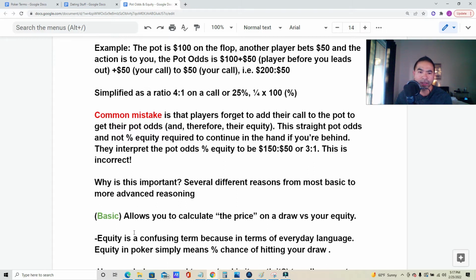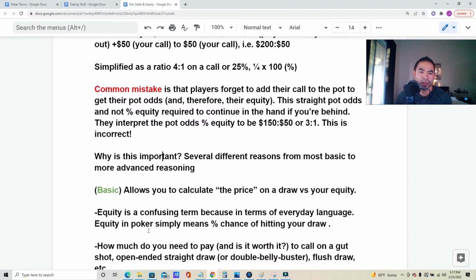pot odds expresses equity, allows you to calculate the price on a draw versus your equity, right? And here's my loose definition. I kind of did this off the cuff because I know in everyday language, equity in terms of home market, in terms of investments, is in a way kind of like an investment, right? But the strict definition of that is loosely thrown around in everyday language. Equity is the value of your home minus your debt, right? But equity in poker, just think of it as the percent chance of hitting your draw.